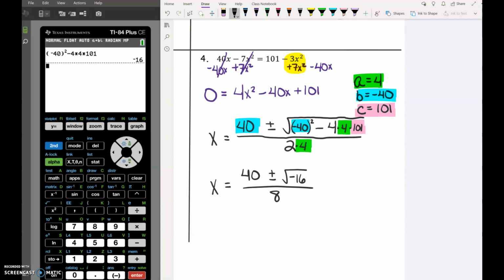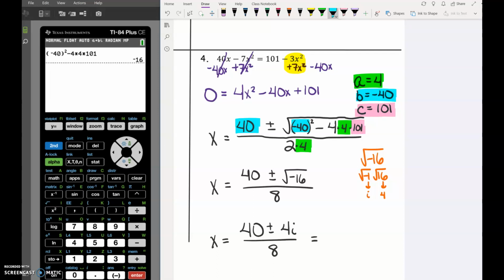40 plus or minus the square root of negative 40 squared minus 4 times 101. The whole thing divided by 2 times 4. Should simplify down to 40 plus or minus the square root of negative 16 all over 8. Square root of negative 16 is the square root of negative 1 times the square root of 16. So that's 4i. So we have 40 plus or minus 4i all over 8.